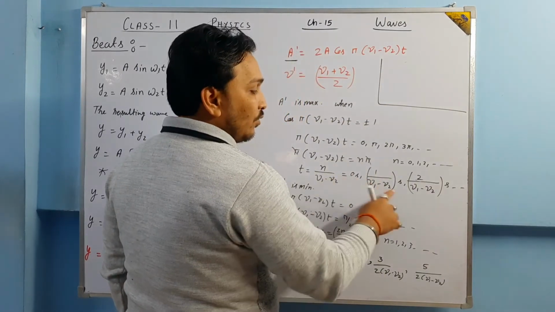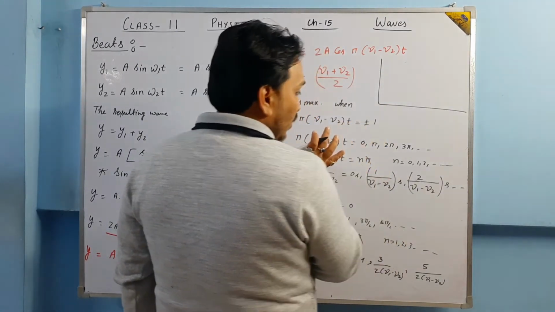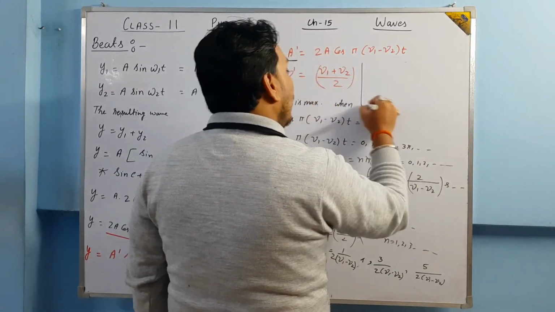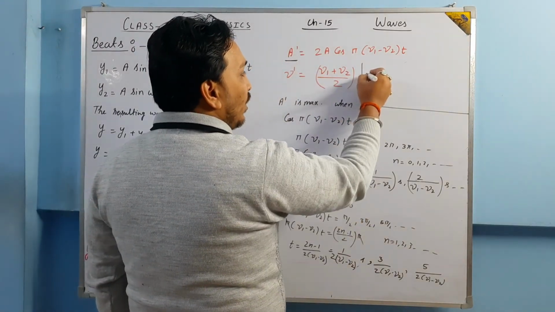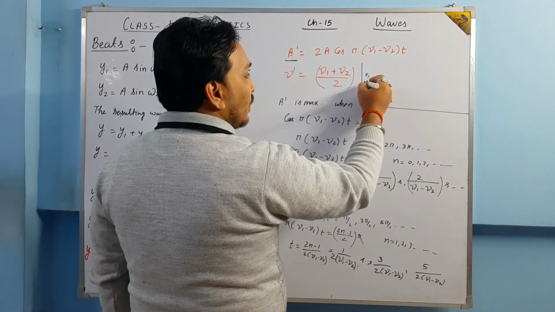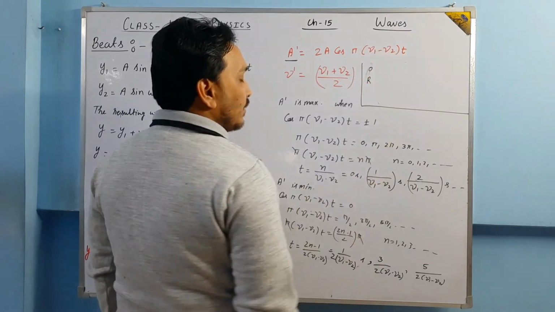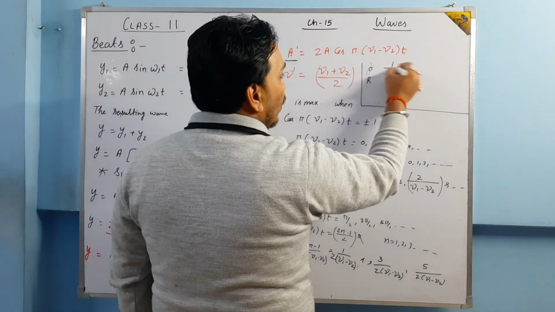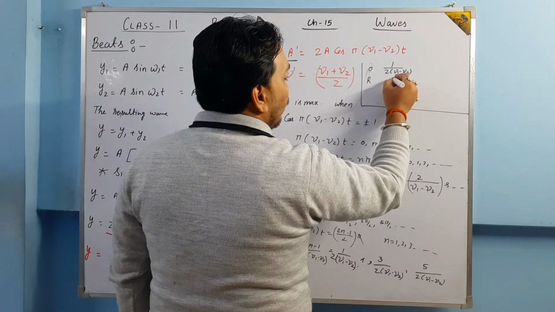The time difference between two rises is 1 upon nu1 minus nu2. If I arrange rise and fall alternately according to time, the first will have a rise at 0. Then at 1 upon 2(nu1 minus nu2) we will have a fall.